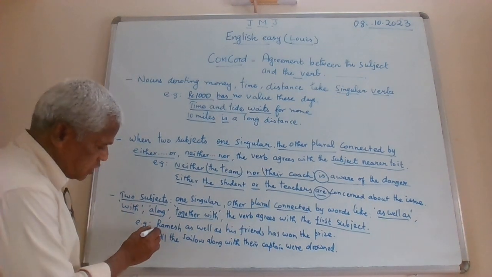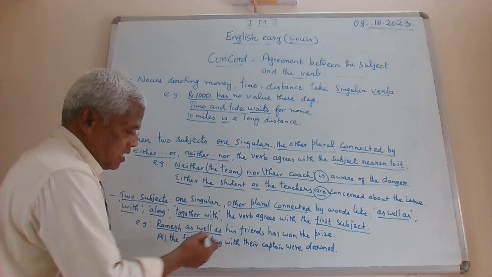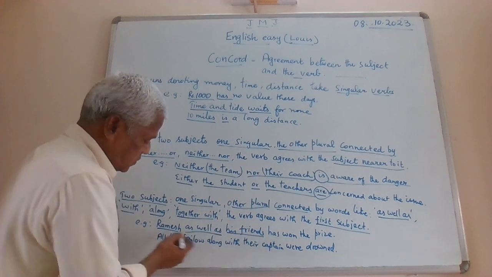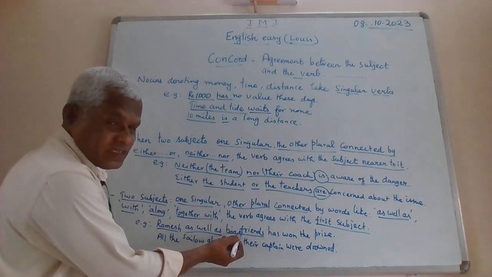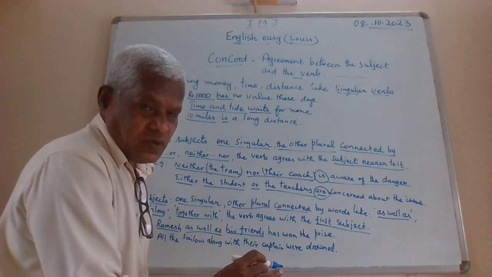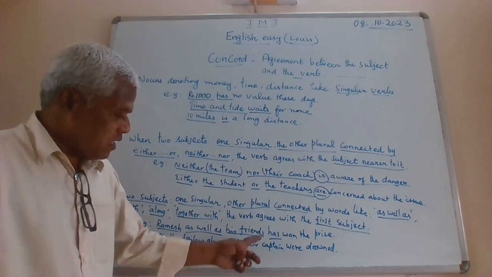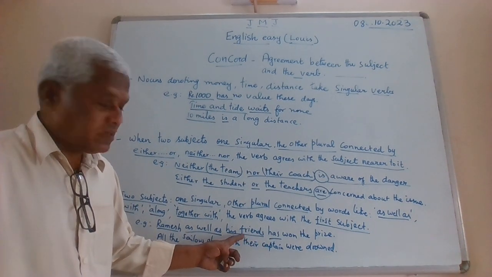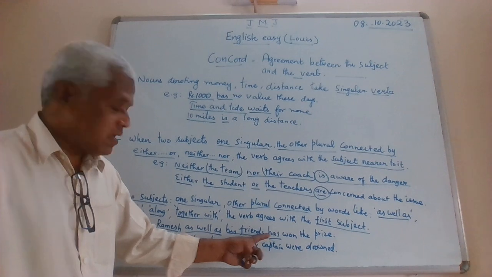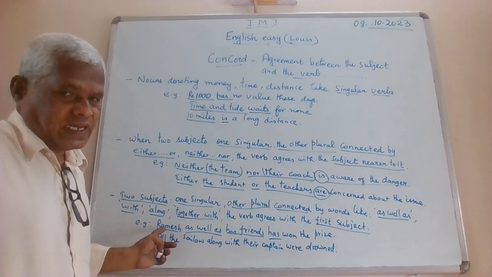Now look at the example. Ramesh, and you have the word as well as, his friends. So this is a singular subject, and this is a plural subject, combined by the word as well as. What is your verb here? Has. Why has? Because his friends is a plural subject. But why has come? Because our rule is the verb agrees with the first subject.